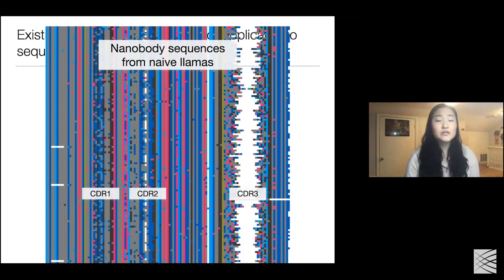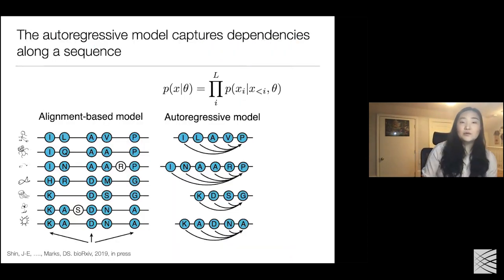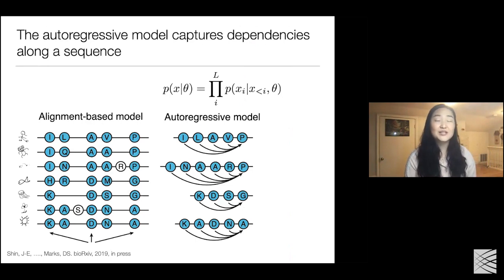And this is especially important because the CDR3, along with the other CDRs, are the portions of the nanobody that determine the binding to target antigens. So we really need to be able to learn meaningful things about the CDRs in order to generate good nanobodies. And so today I'm going to talk very briefly about the model and some of the validation that we have done.